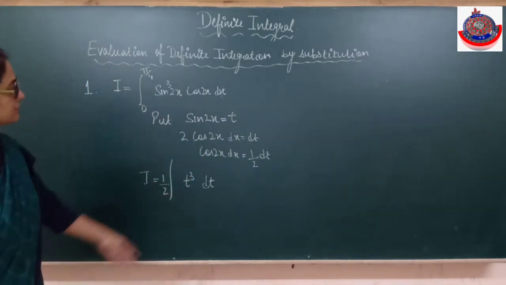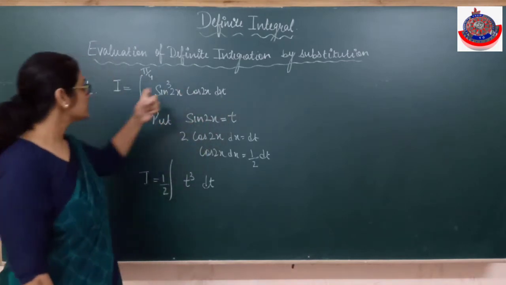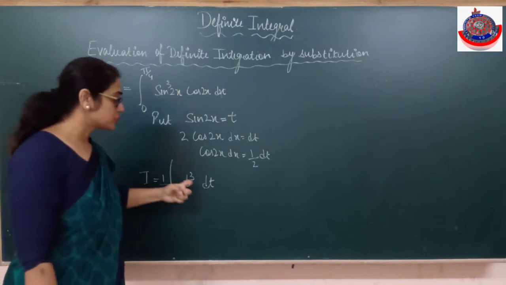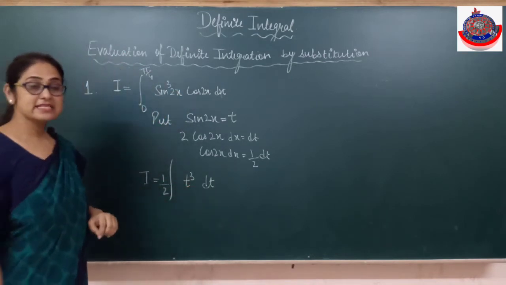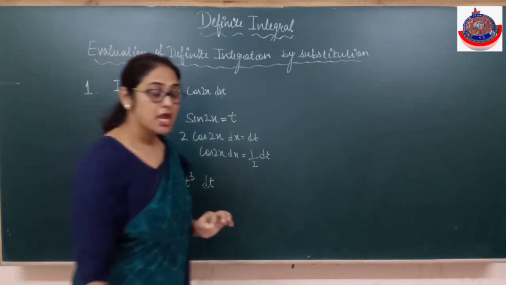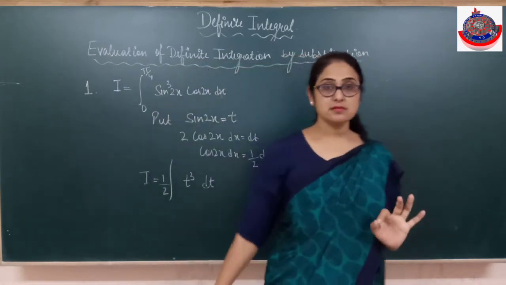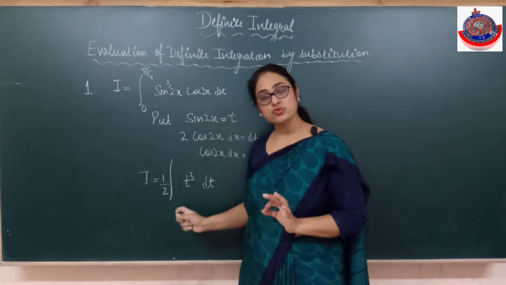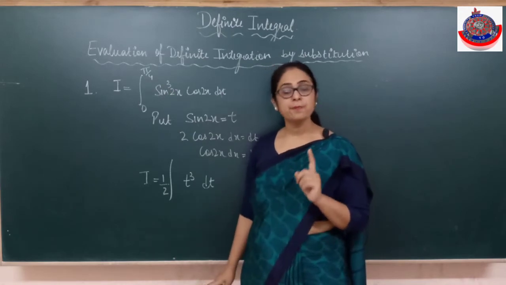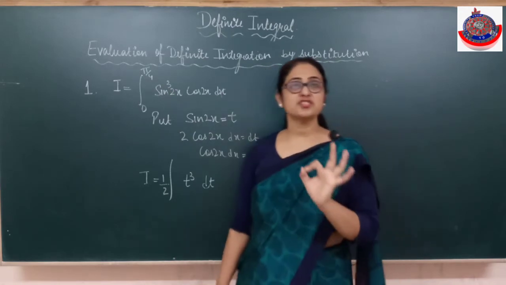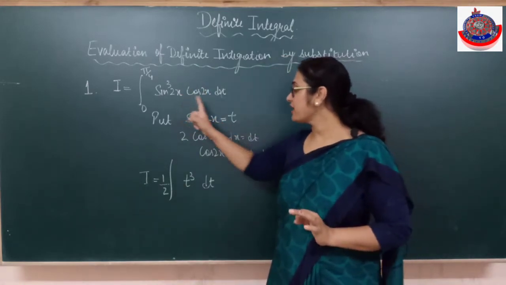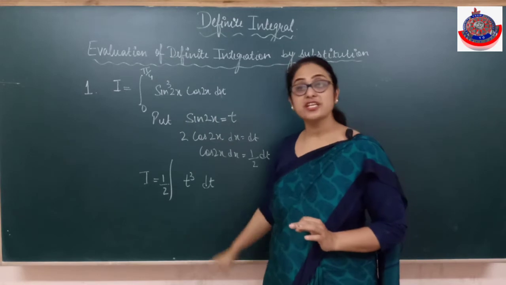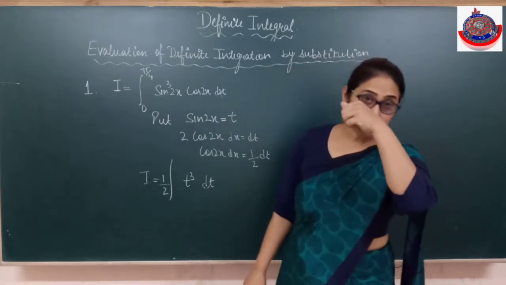Now my question, in which the limits were given for variable x: that variable x has been converted into t. But my limits were in x. Now the integral has come to t, so I can't use the same limits. Is it clear? So only this is the change. When you are changing one variable to another variable and the limits were given for the first variable, I have to change the limits also.